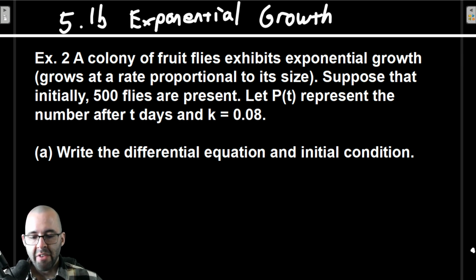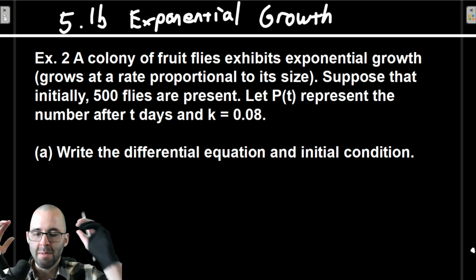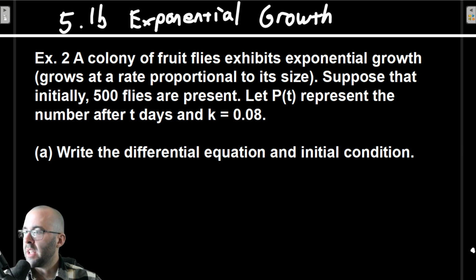So we have a colony of fruit flies, some kind of experiment maybe. And they're exhibiting exponential growth, which means that they grow at a rate proportional to their size. It makes sense. The more fruit flies we have, the more they're going to populate. Up to some ecosystem restrictions, right? We can't have billions in a tiny area, but let's just say they have enough room and food and stuff like that. And this is how populations usually grow. The more people you have, the more people you're going to get.